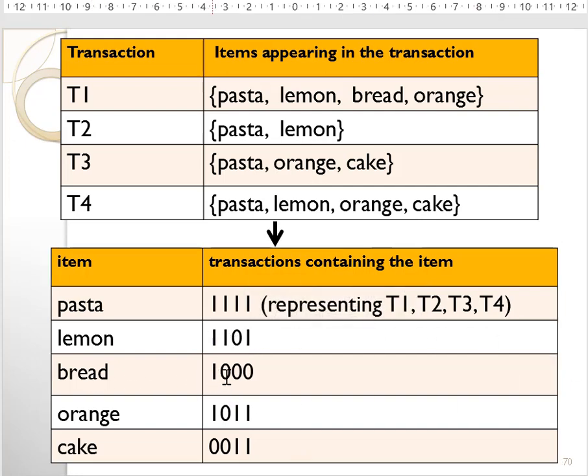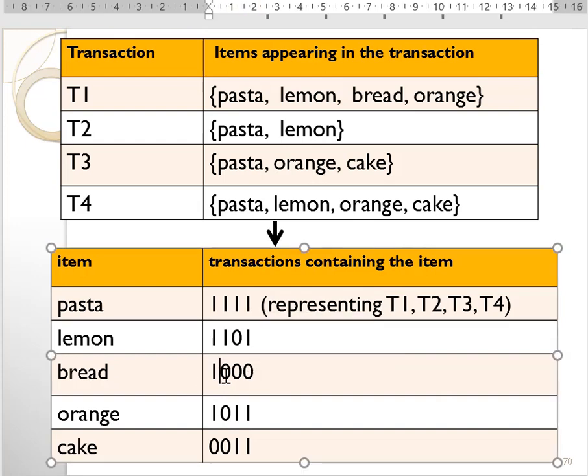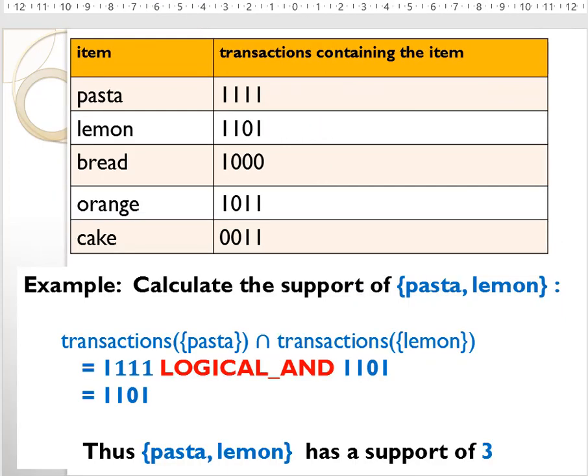Bread, we have 1, 0, 0, 0. That means it appears in T1 and does not appear in T2, T3, T4. If we use this, it maybe takes less space, because we use bit vectors. All of this is only some bits. So depending on the database, it can take a very small amount of memory.